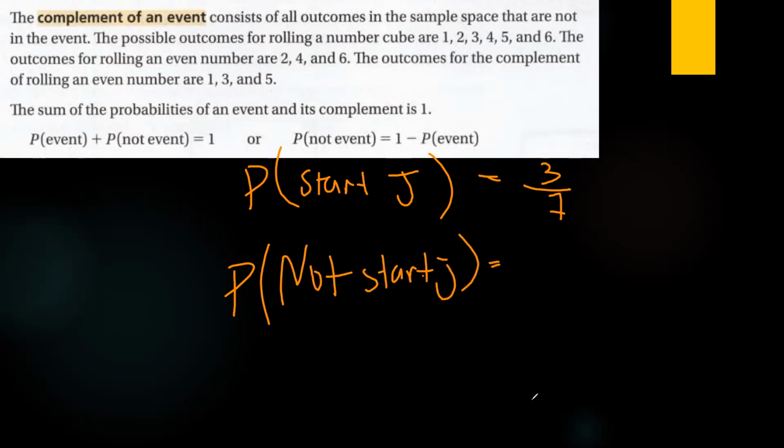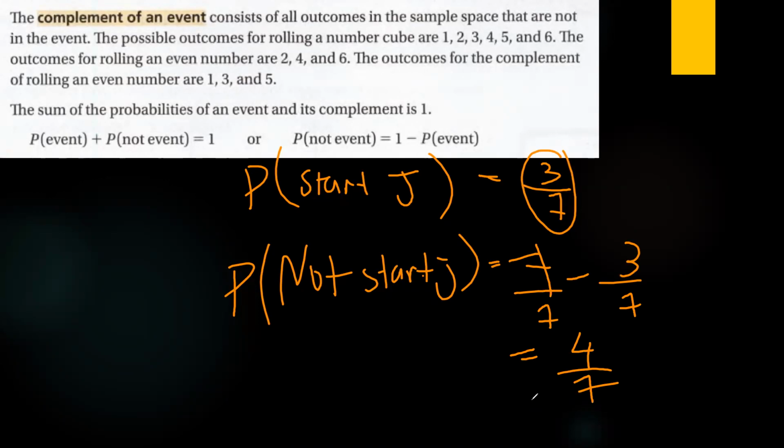4/7. Yeah, but how did you know that's 4/7? You subtract the probability of J from 1, because you know then they are 1. So 1 minus the probability of J, when you subtract them as 7/7, you get the probability of not J. So the summation of an event and its complement is 1.